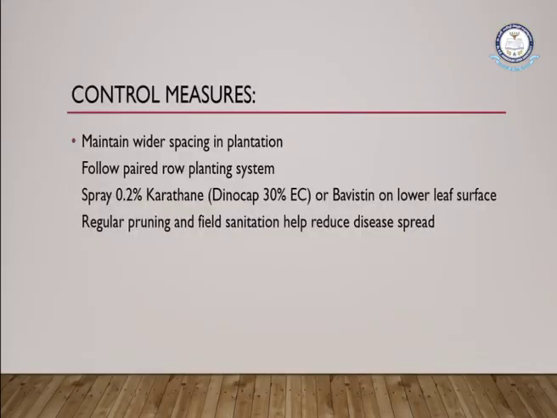So what are the factors responsible for spreading of this? High humidity, and temperature of 24 to 28 degrees. Sometimes we can say it is good for the plant but not for the growth of our plant. Bad for our disease, good for our health. Okay, control measures: wider spacing in the plantation, follow the paired row system, 0.2% Karathane or Bavistin.